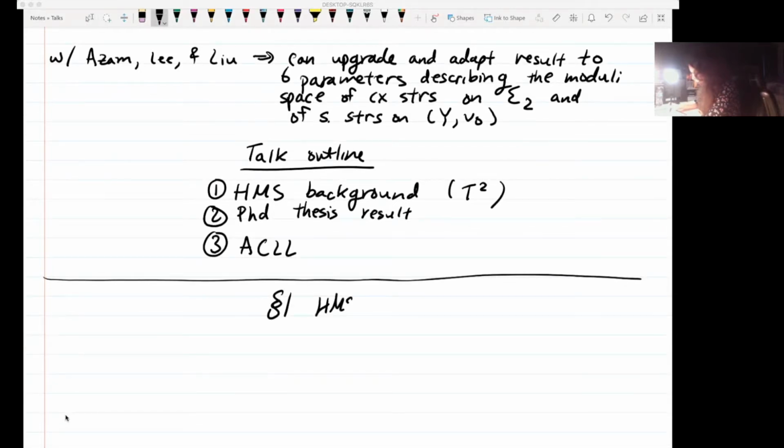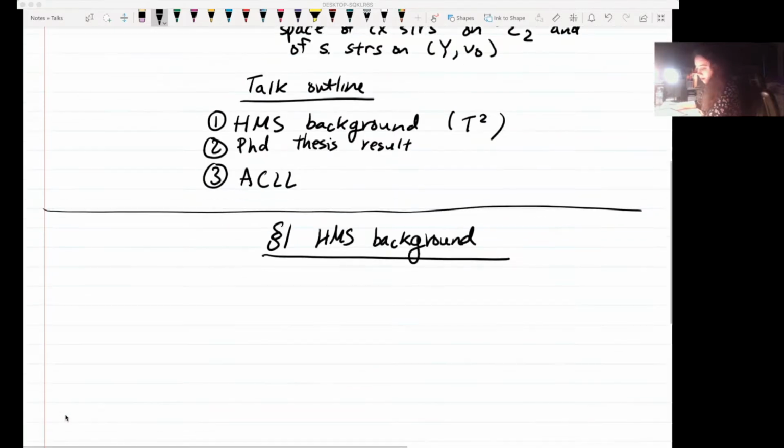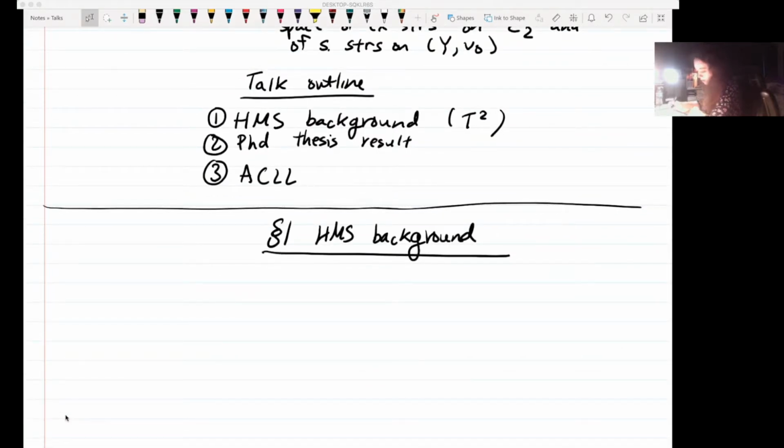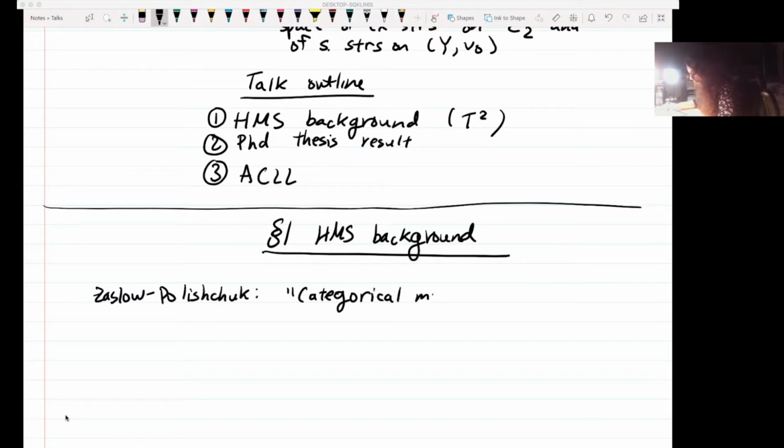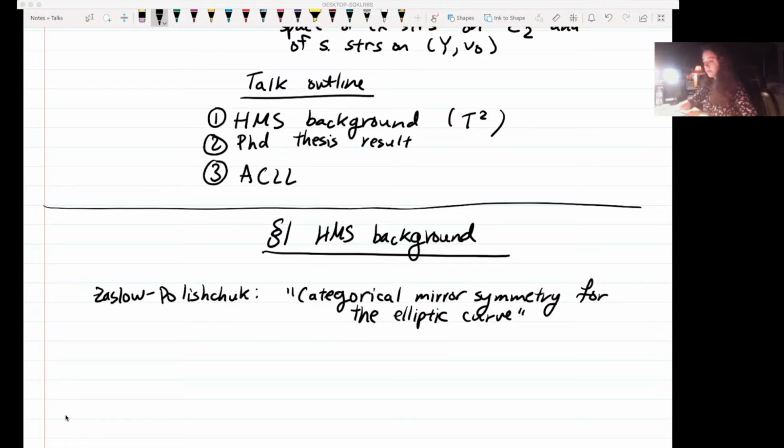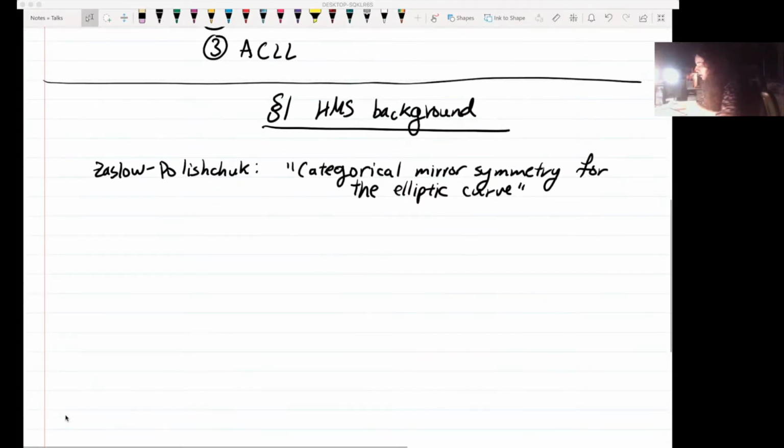Okay. So the idea is I'm going to use a result which was known by Zaslow and Polishchuk from their paper Categorical Mirror Symmetry for the Elliptic Curve. So the mirror to a T2 is an elliptic curve.